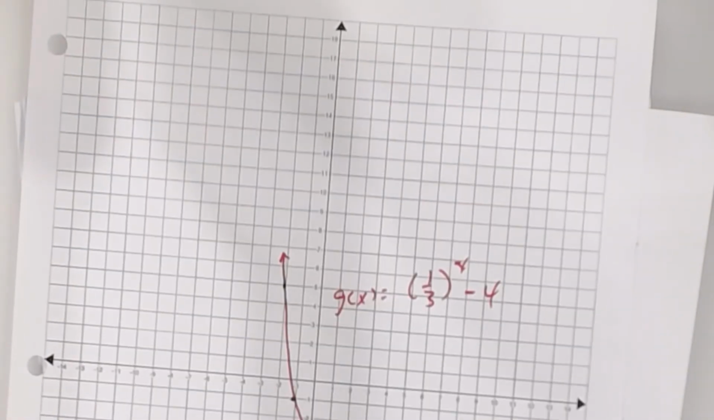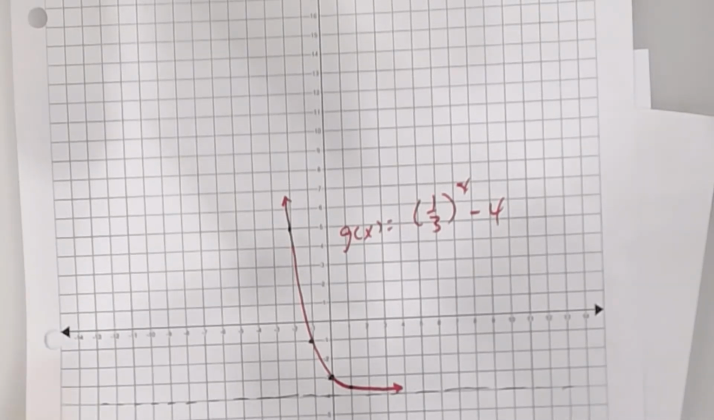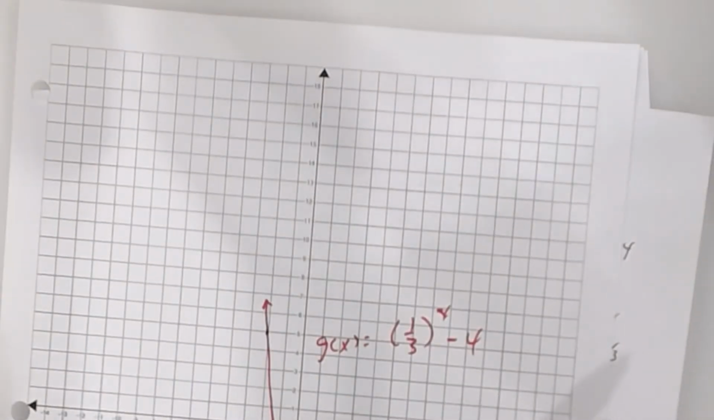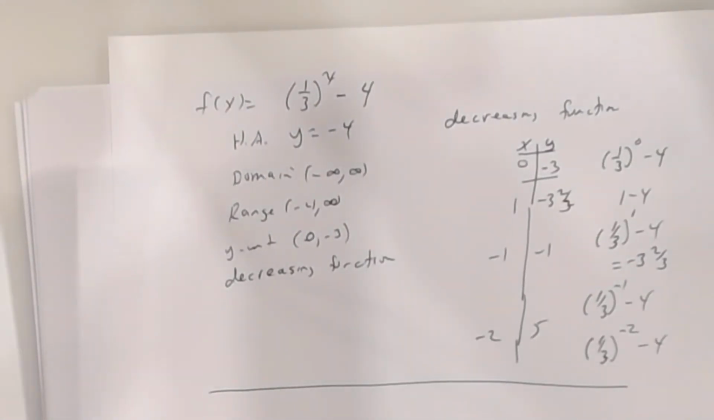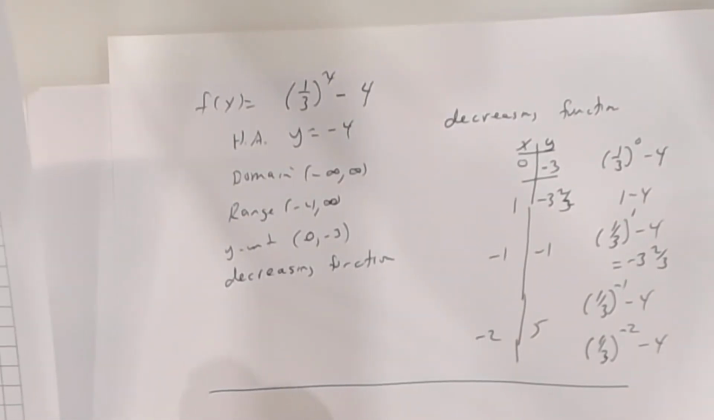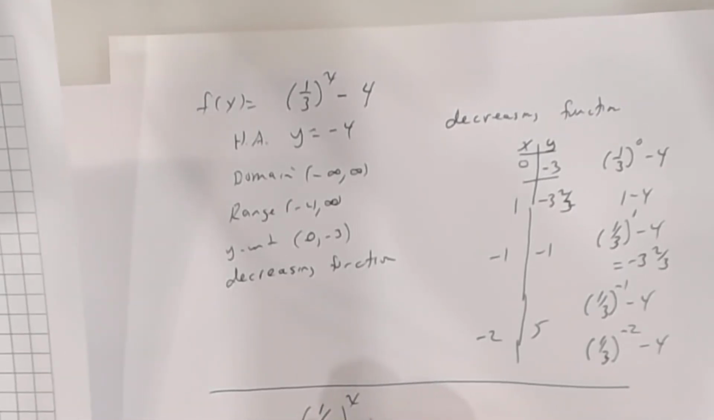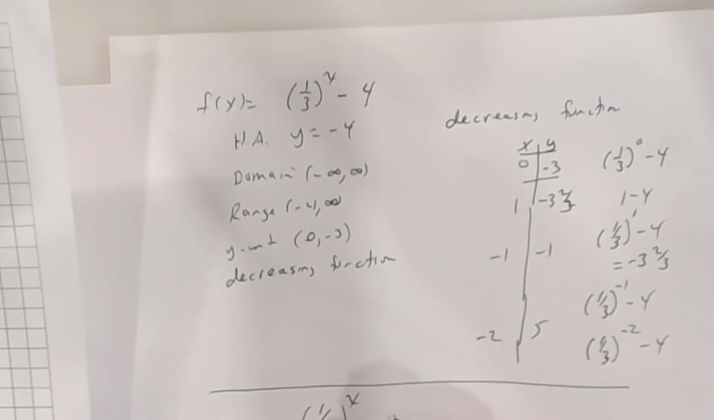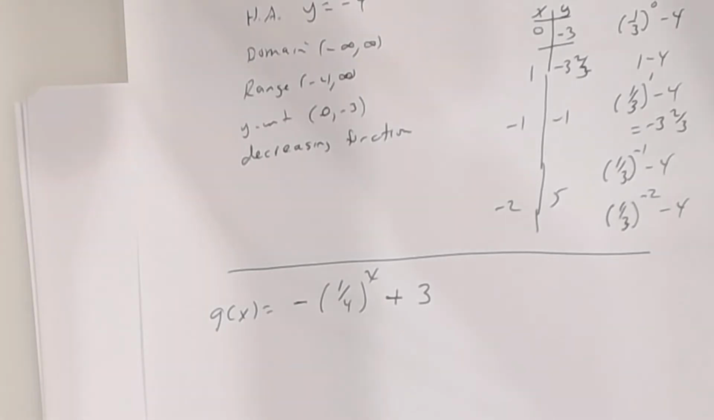Okay. Now, what if I had this? We're going to do one more. What if I had this? Let's call this g of x equals negative (1/4) to the x, plus 3. g of x equals negative (1/4) to the x plus 3.